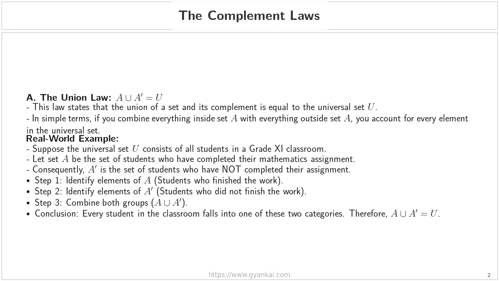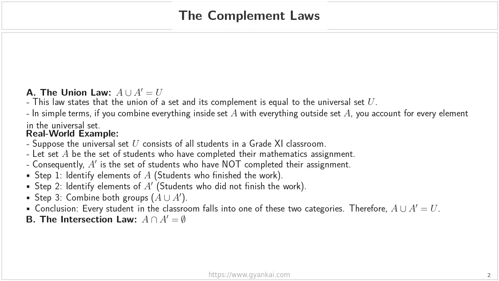If we follow a simple three-step process, first, identifying the students who finished the work, second, identifying those who didn't, and third, combining both groups together, what do we get? We get the entire class. There is no third option. Every student either finished it or they didn't. Therefore, A union A prime equals the universal set.